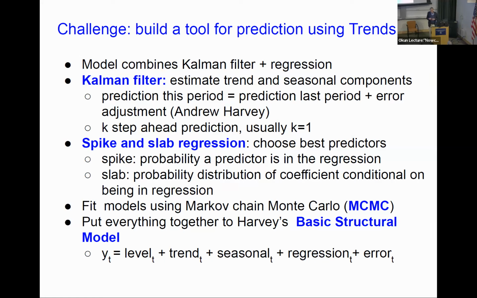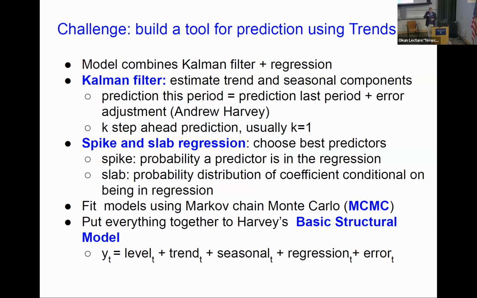And a spike and slab is a Bayesian method. It says there's a spike here. That's a probability that this variable is included in my regression. And conditional on being included, there's a slab. There's an estimated probability that that included variable takes on some particular value.